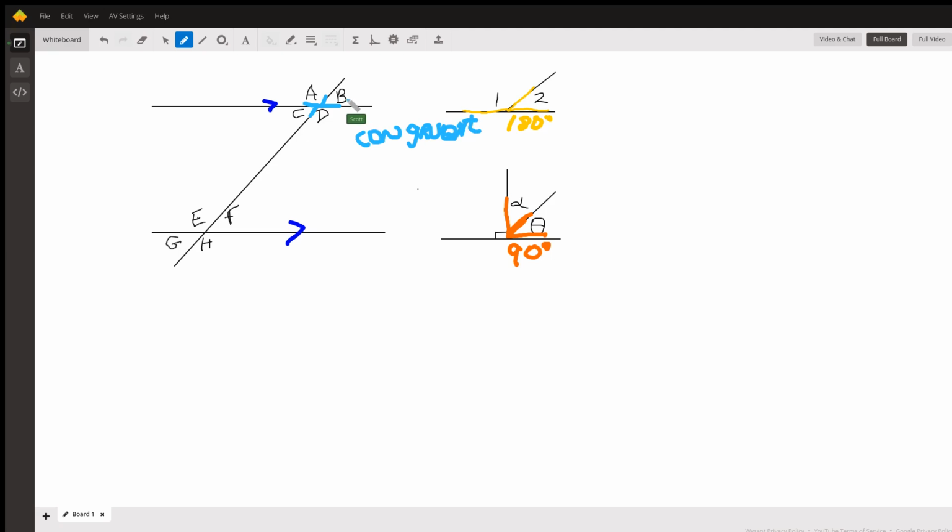Okay, opposite angles. Additionally, B and C, you can see, are also opposite angles. They're always going to be congruent as well. So the two angles there are opposite and equal to each other.